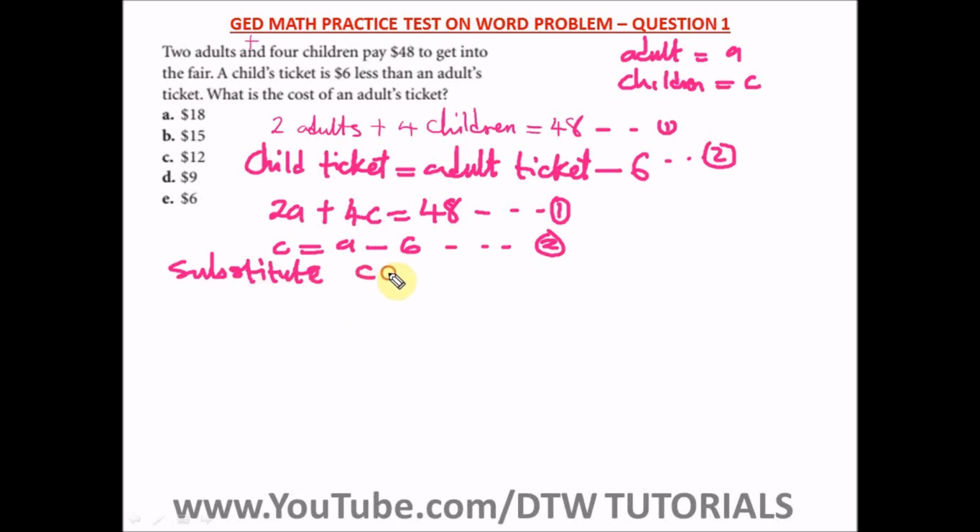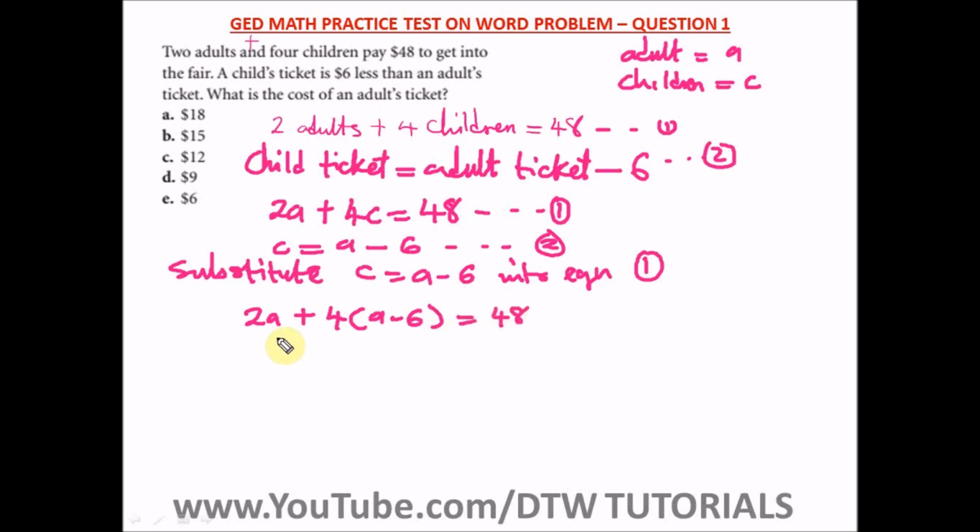So you say substitute C is equal to A minus 6 into equation 1, okay? So wherever you see C in equation 1, you put A minus 6. And in equation 1, C is right here. So we have 2A plus 4 brackets A minus 6 close bracket equal to 48. Okay, stay with me closely.